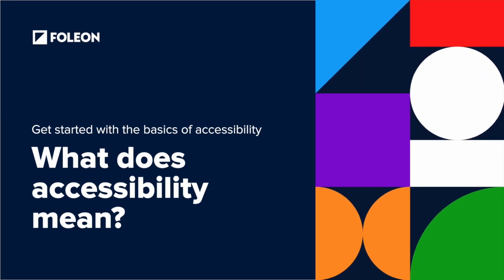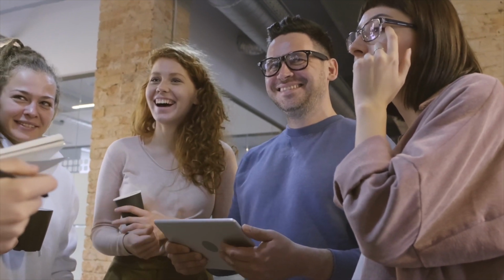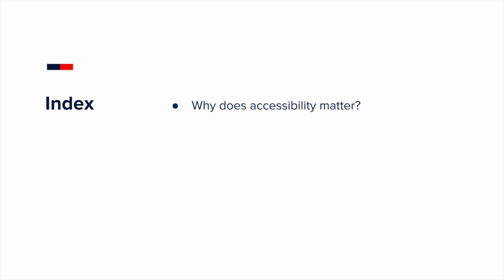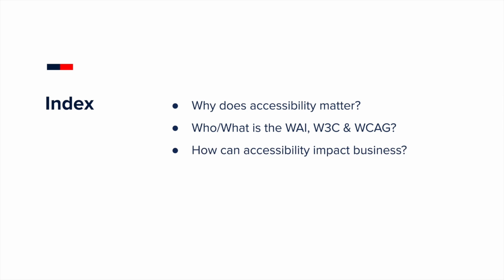How accessible your content is should always matter. Let me take you through the knowledge needed to ensure everyone can consume and enjoy your content. In this video, we'll talk about what accessibility means, which will encompass the following topics. Why does accessibility matter? Who and what is the WAI, W3C, and WCAG? How can accessibility impact business? And lastly, what is our commitment versus our collaboration?